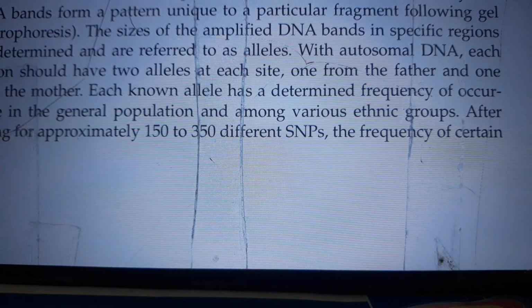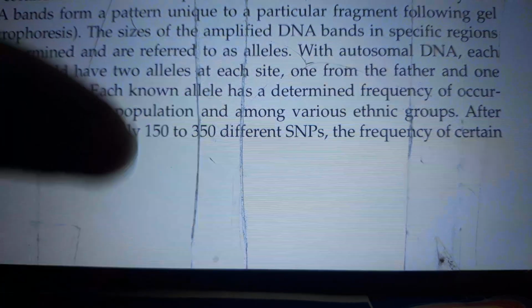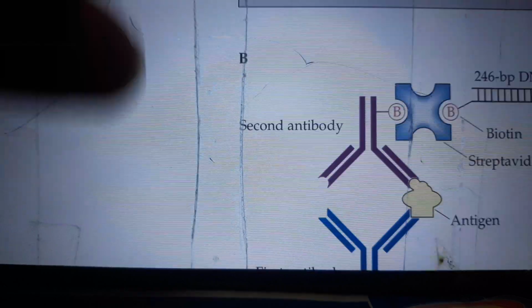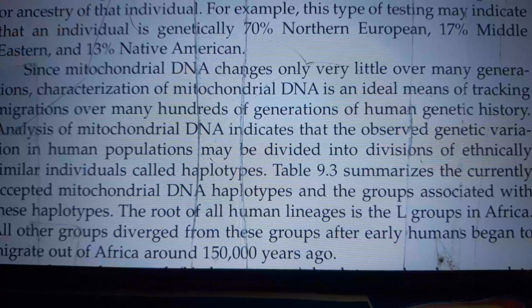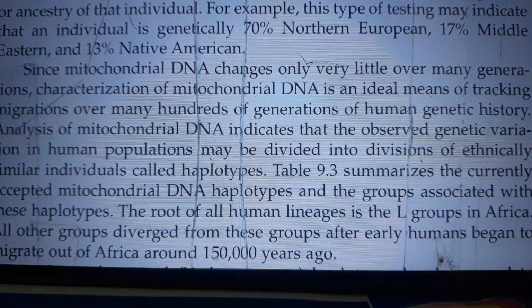After testing for approximately 150 to 350 different SNPs, the frequency of certain alleles in an individual is compared to the frequency of those alleles in various ethnic groups. This provides an indication of the ethnic background or ancestry of that individual. For example, this type of testing may indicate that an individual is genetically 70% Northern European, 17% Middle Eastern, and 13% Native American.